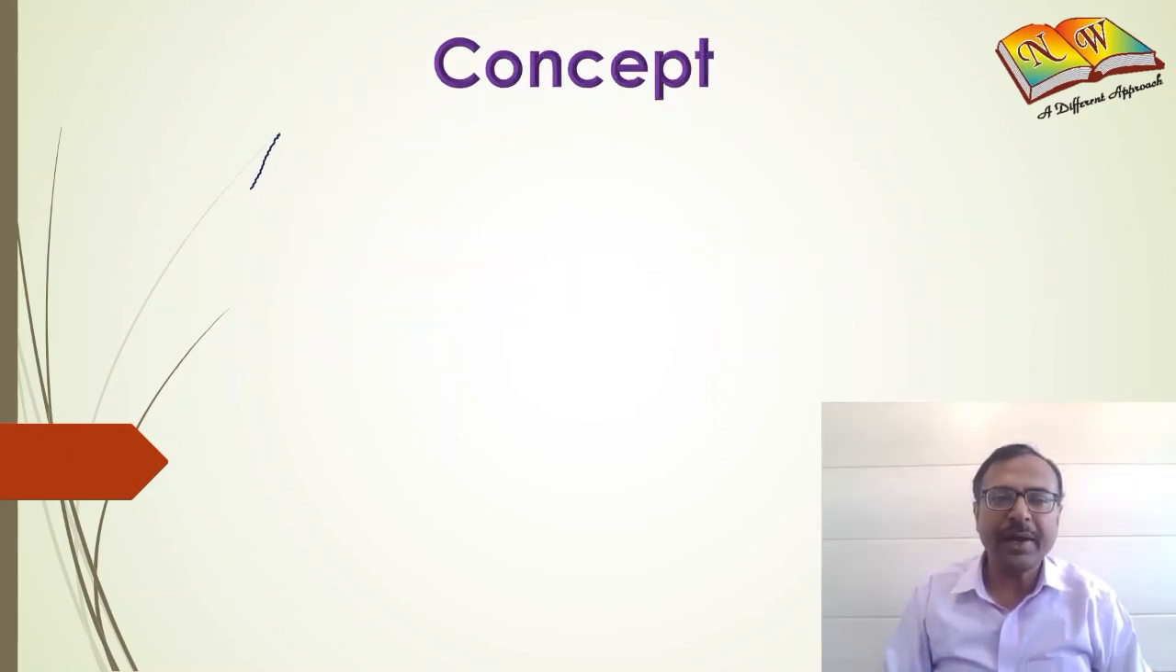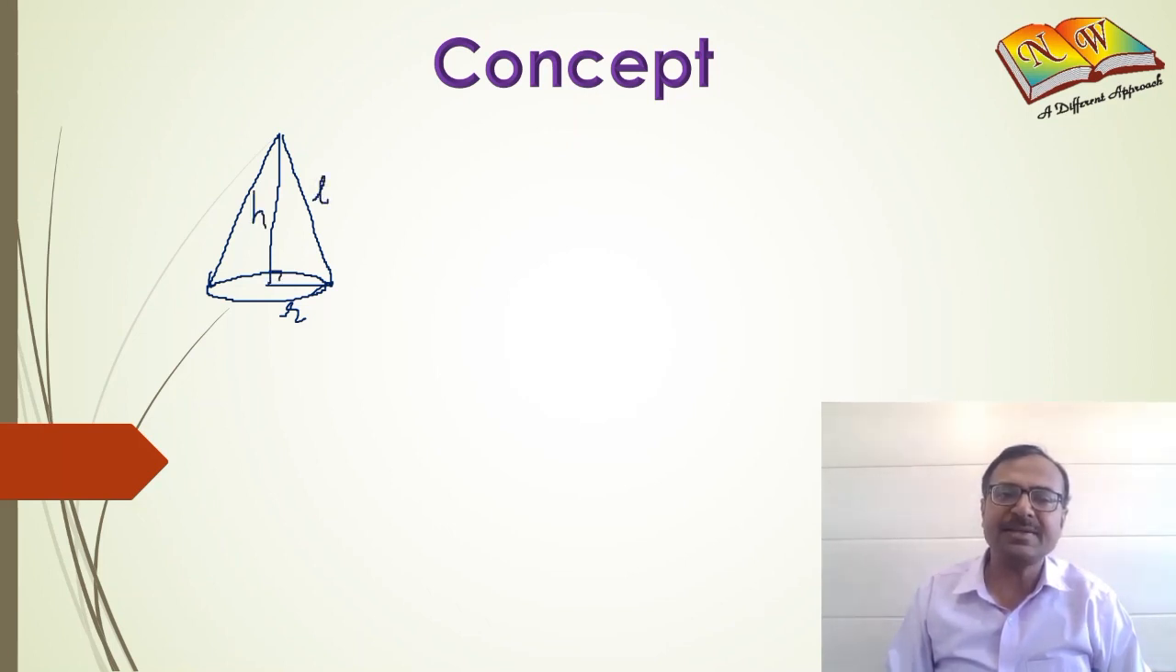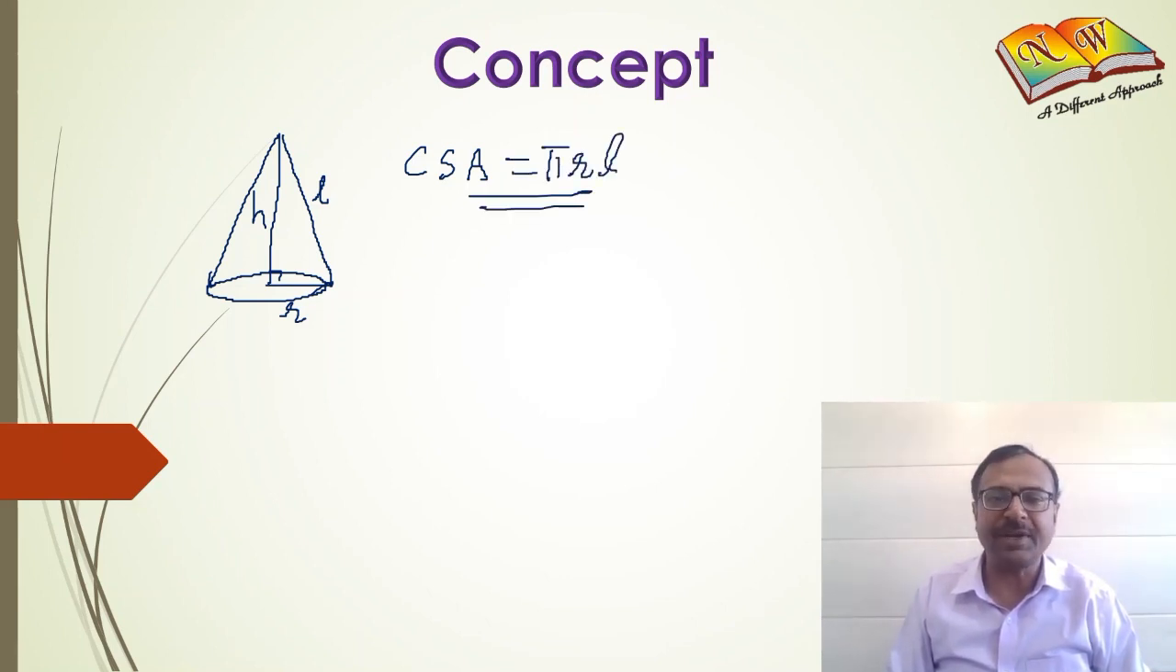If you draw any cone, you know a cone is in this shape where the base is circular and it has a radius r. It has two more dimensions, its vertical height like this and its slant height, the slanted portion like this. So if you know the radius and the slant height of the cone, you can find the curved surface area of the cone using the formula pi r L. And this is what we are going to derive in this activity.